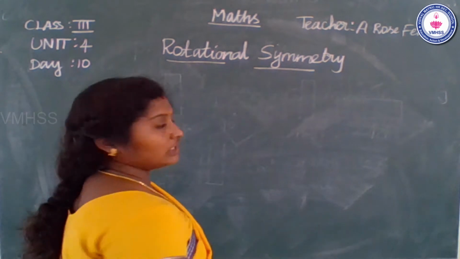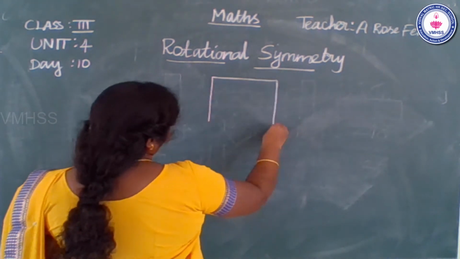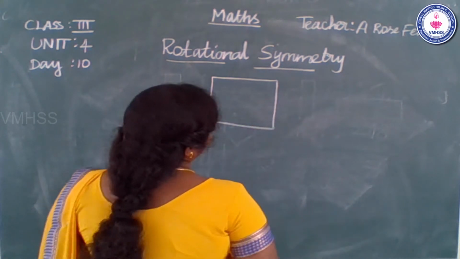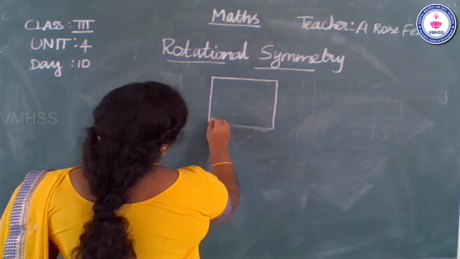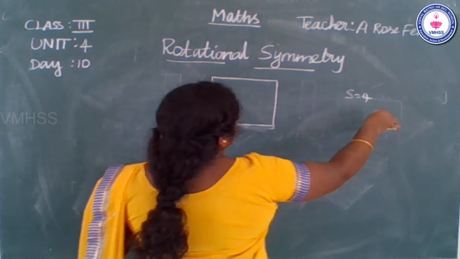Now, we draw one square. So, you want to draw one square shape now, 4 centimeter. Okay. Then, side equal to 4 centimeter. S equal to 4 centimeter.